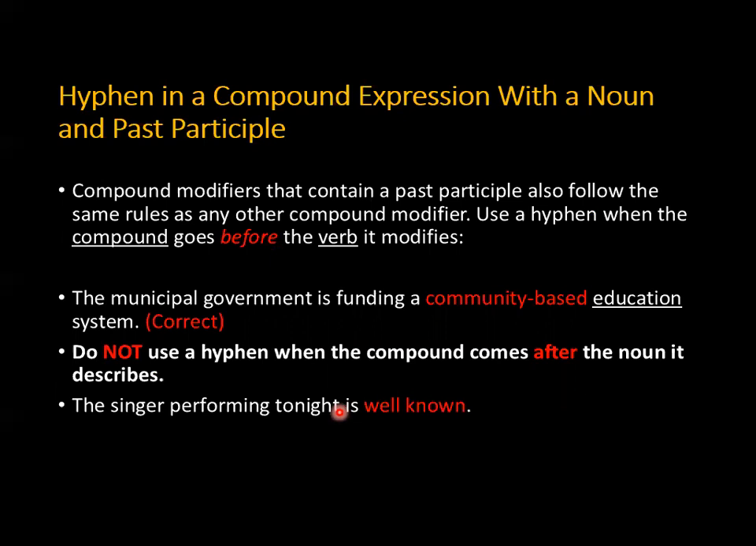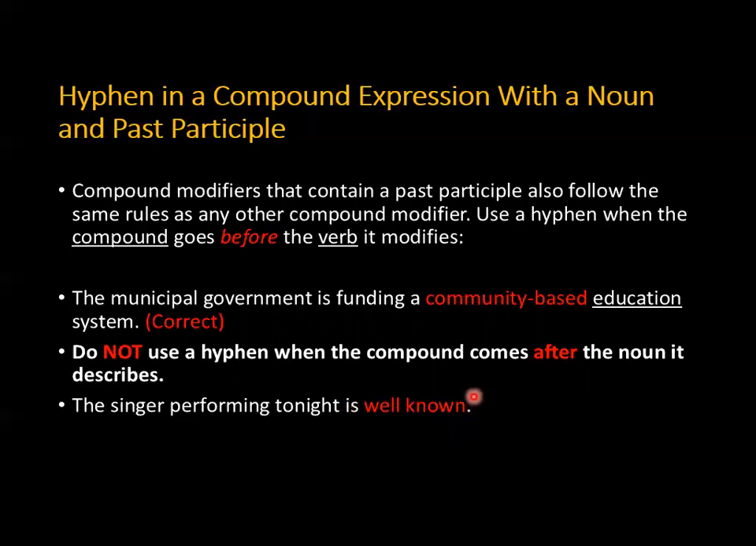Okay, compound expressions with a noun and past participle. In the previous case, we talked about present participle, which is a word that ends in ing and functions as an adjective. Here, we have a compound expression, but in this case, we have a noun added to a past participle. Compound modifiers that contain a past participle also follow the same rule as any other compound modifiers. Use a hyphen when the compound goes before the noun it modifies.